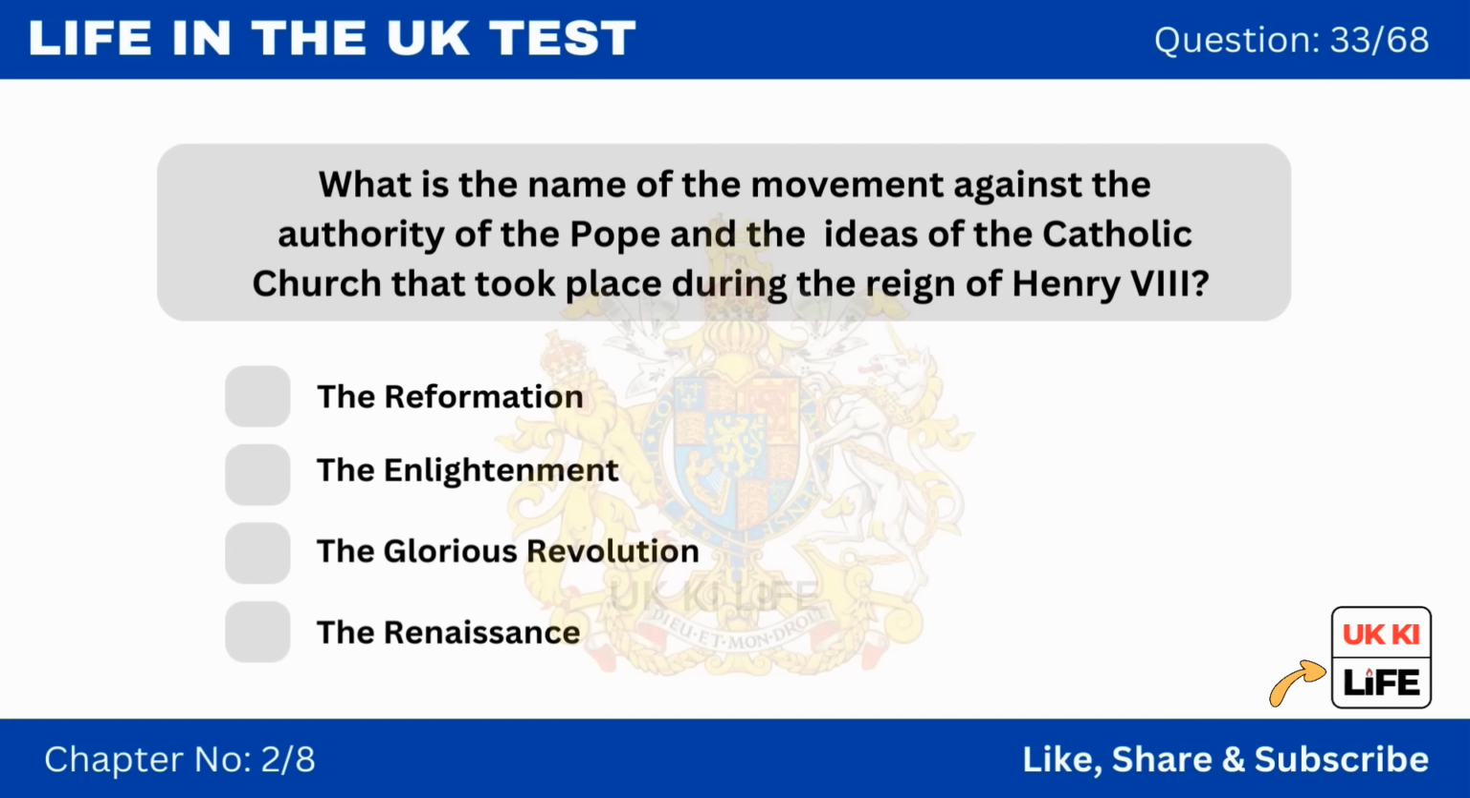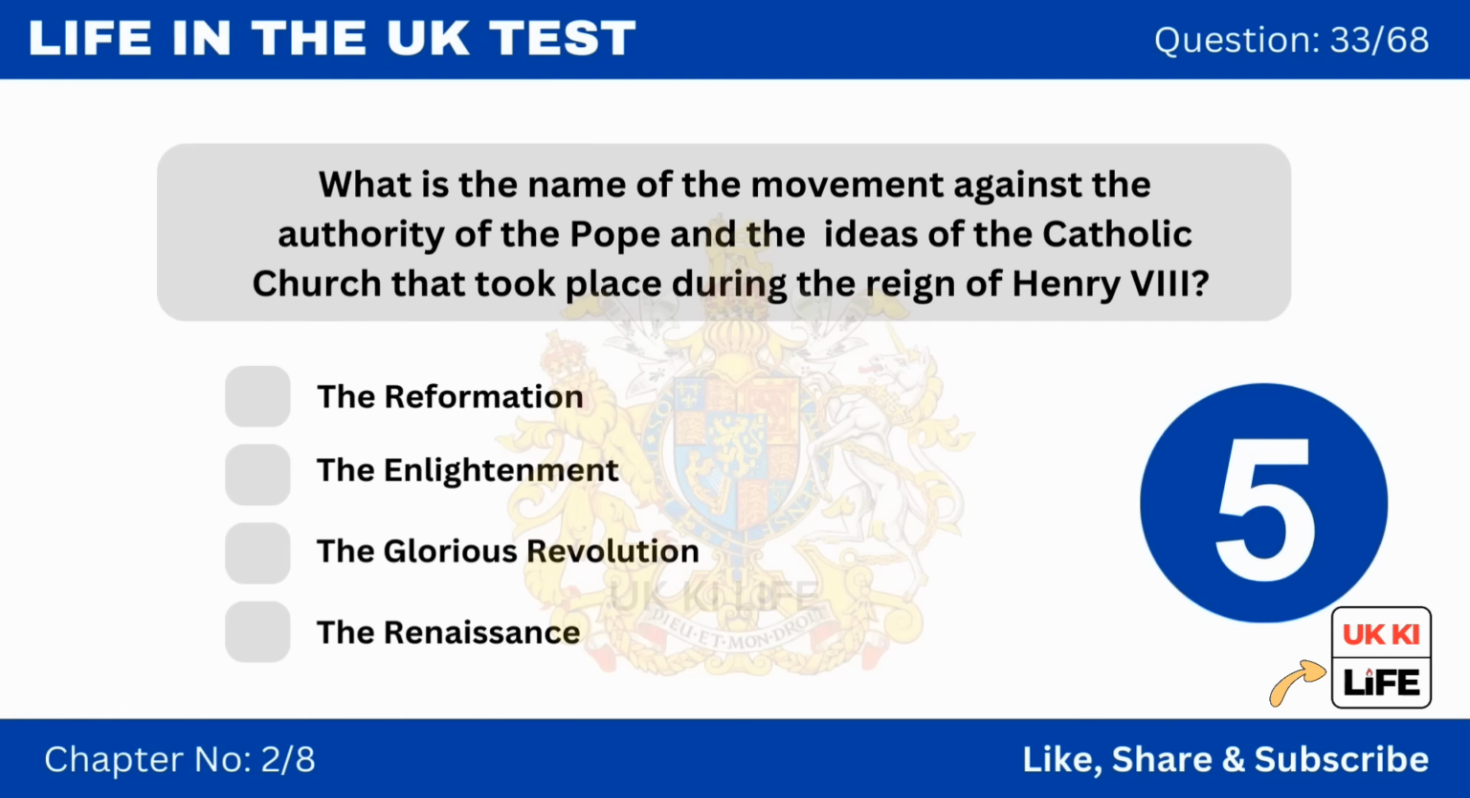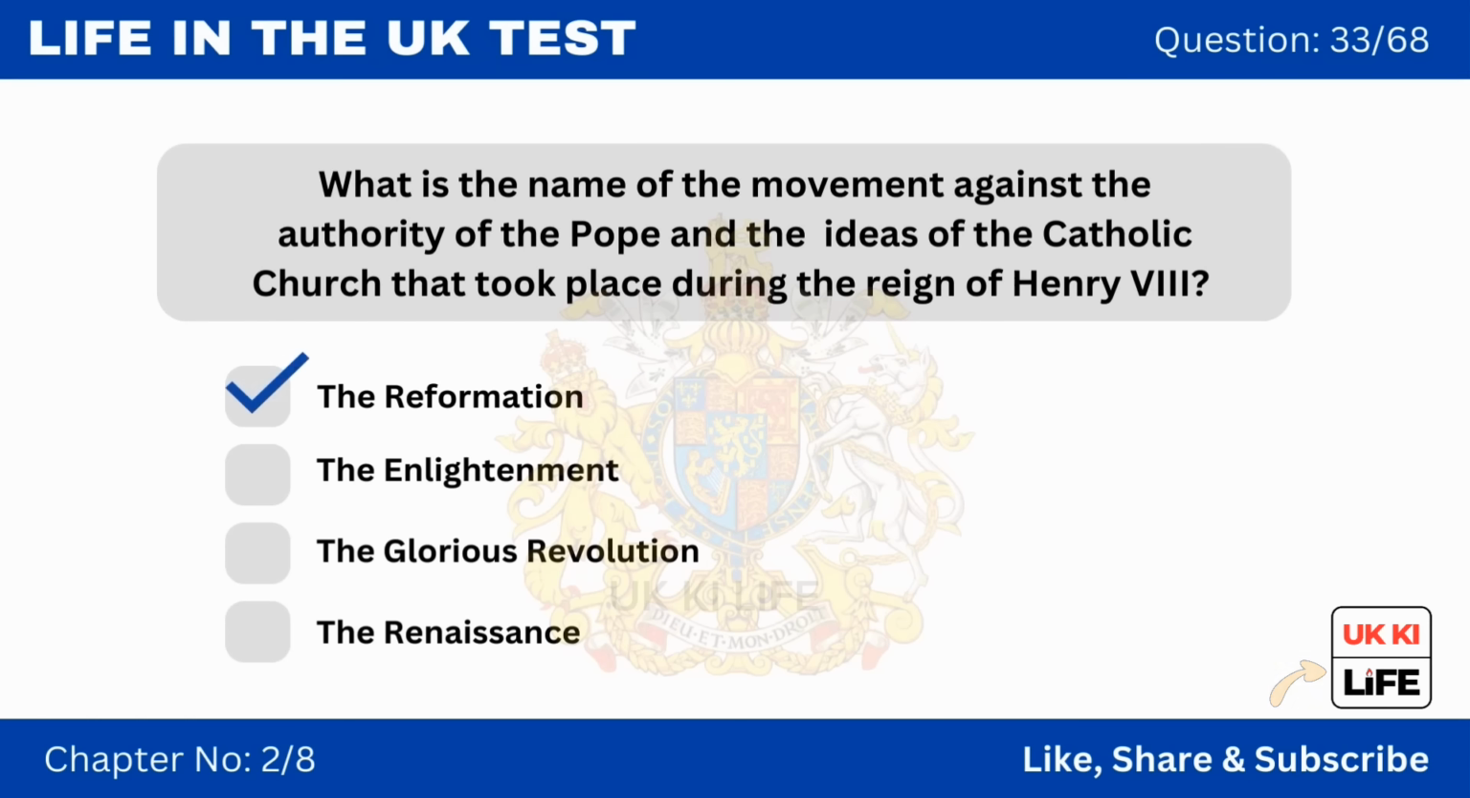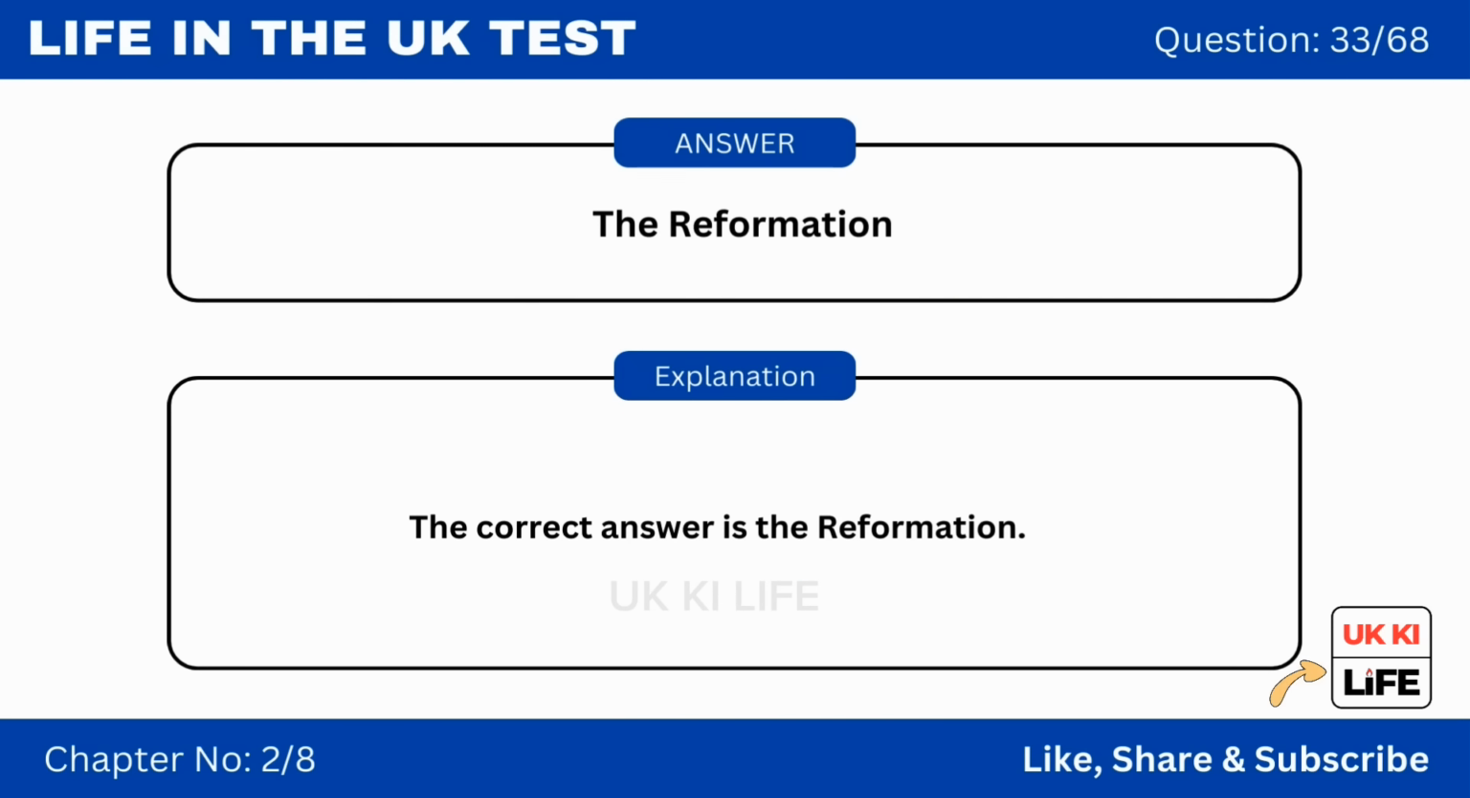Question 33. What is the name of the movement against the authority of the Pope and the ideas of the Catholic Church that took place during the reign of Henry VIII? The Reformation, the Enlightenment, the Glorious Revolution, the Renaissance. The correct option is A. Explanation. The correct answer is the Reformation.